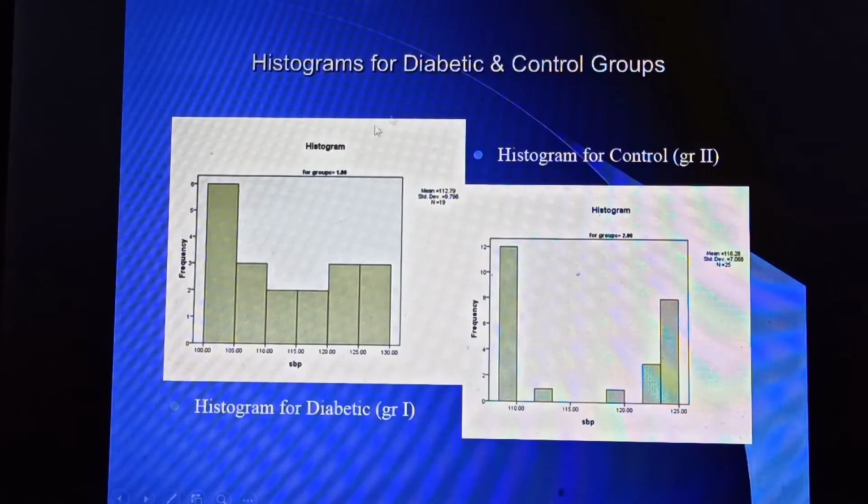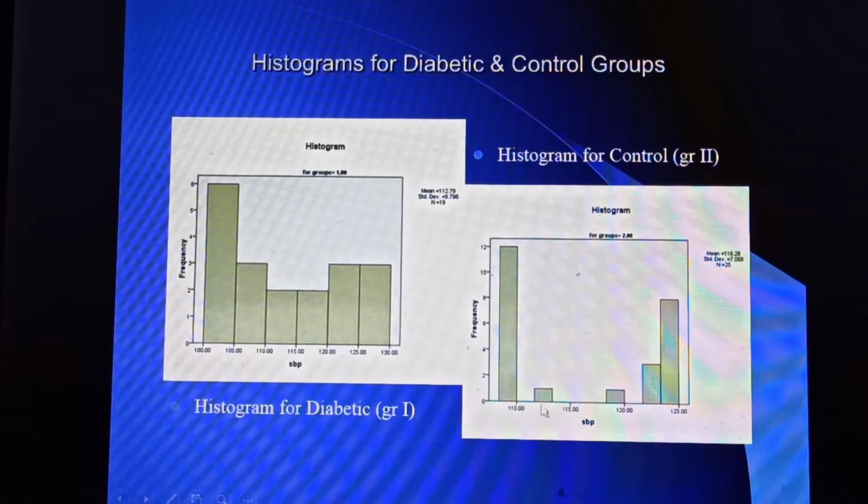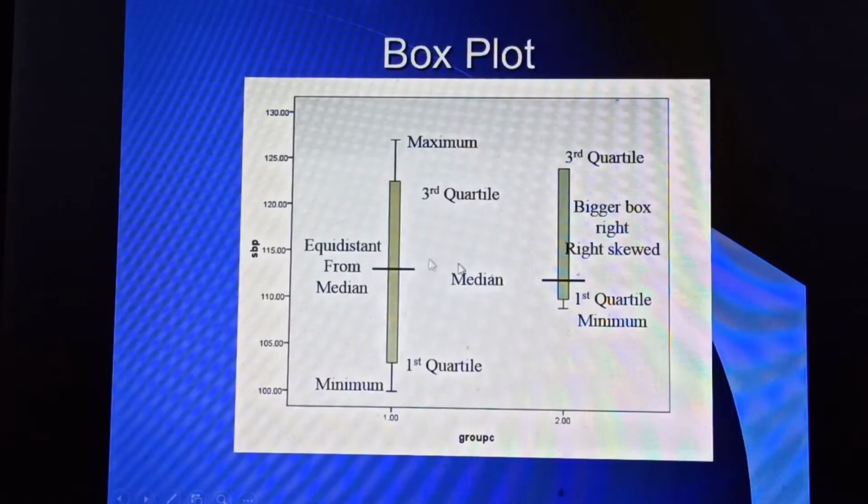These two will be selected like this. Now the histograms for diabetic and control are like this. As we are noticing in other statistics, this one is near normal, and here we have, in between, very low frequencies observed. And then coming to the box plot.